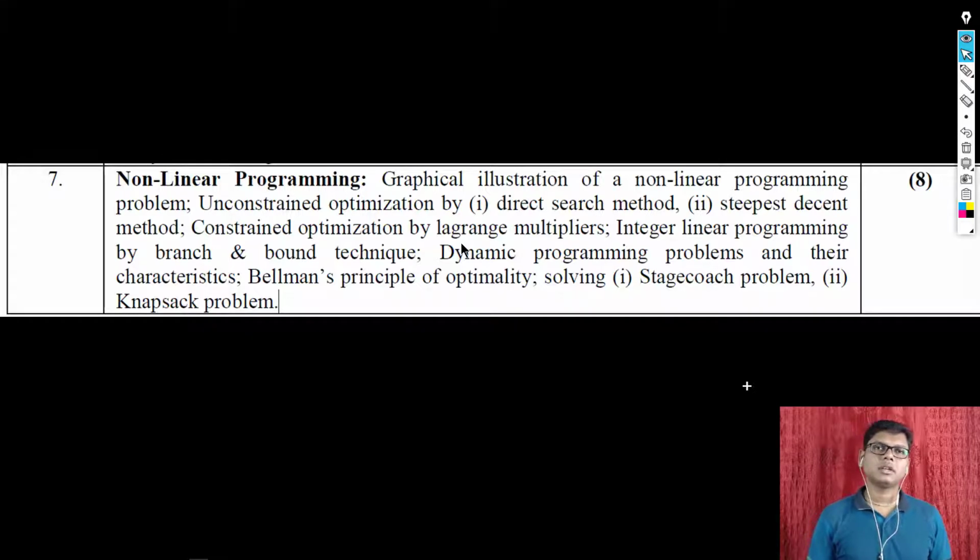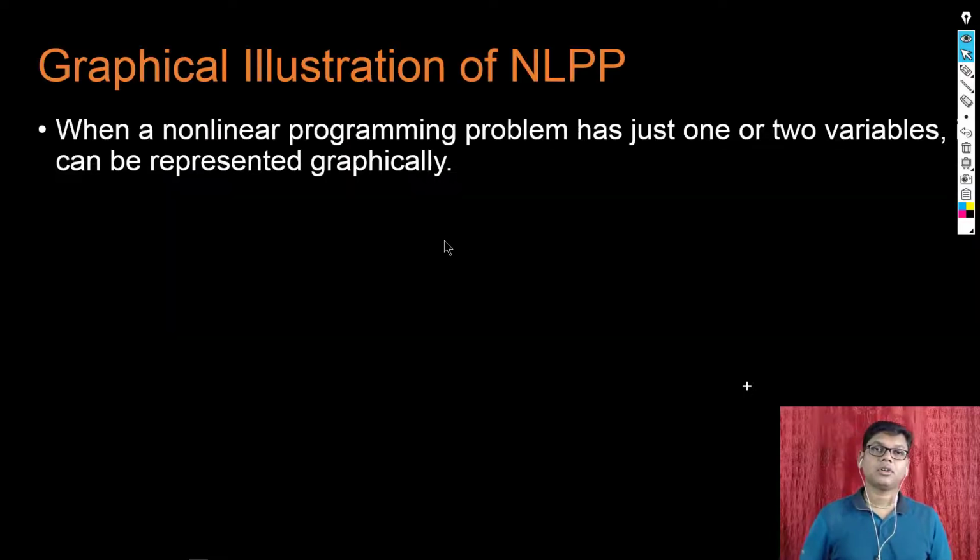We have seen linear programming problems solved with the help of graphs when the variables are only two. But what about nonlinear programming problems? Let's see what the similarities or differences are between the solution we get while solving linear programming problems and nonlinear programming problems.